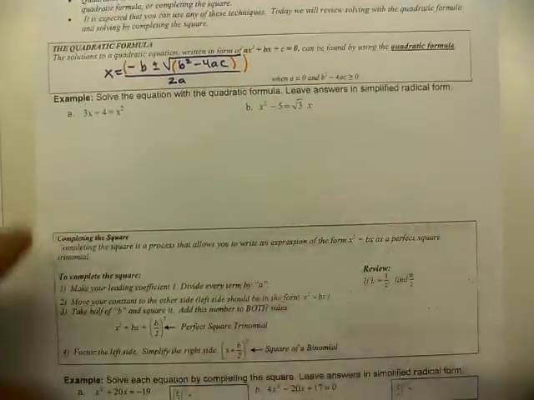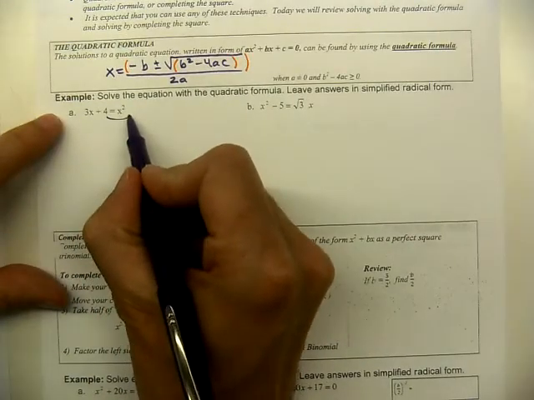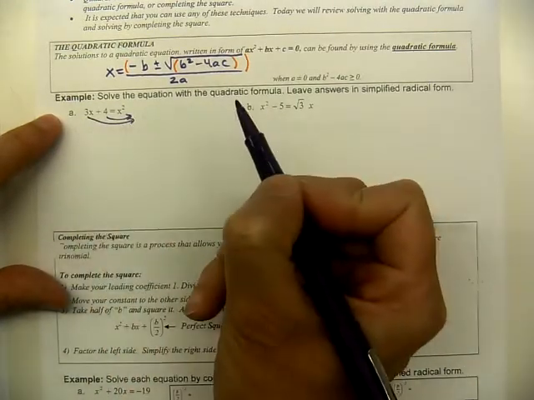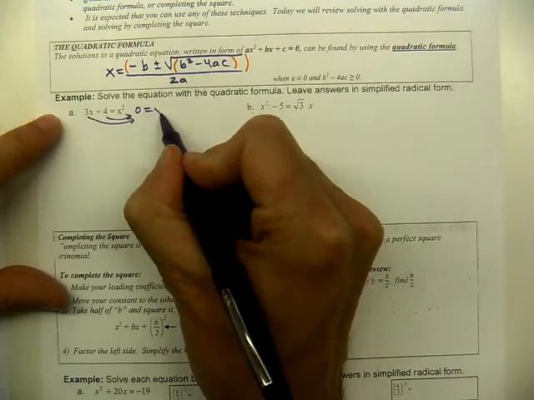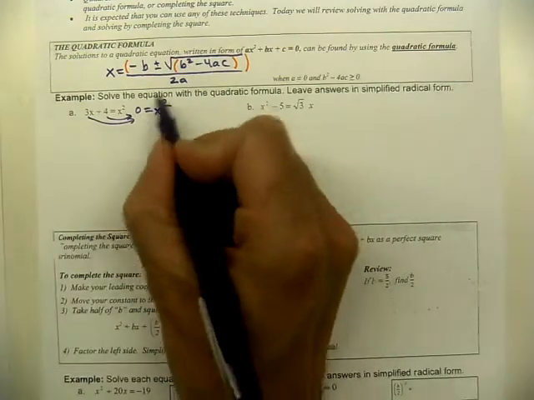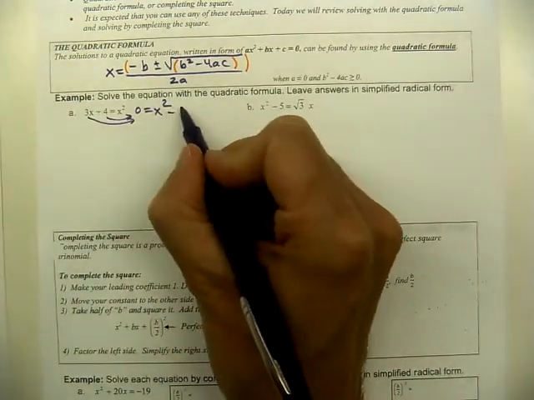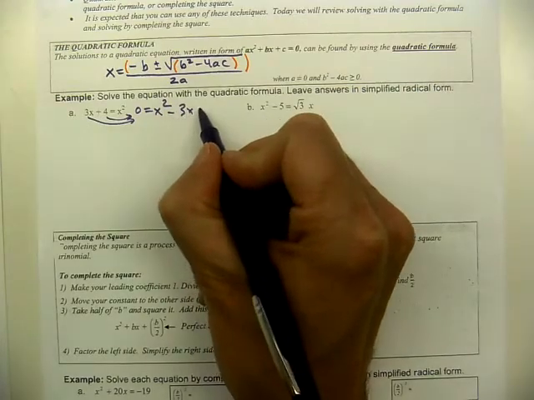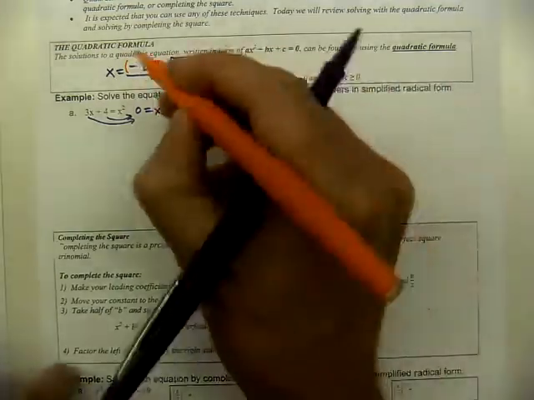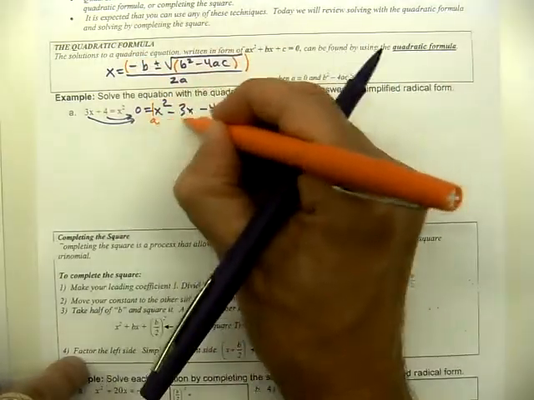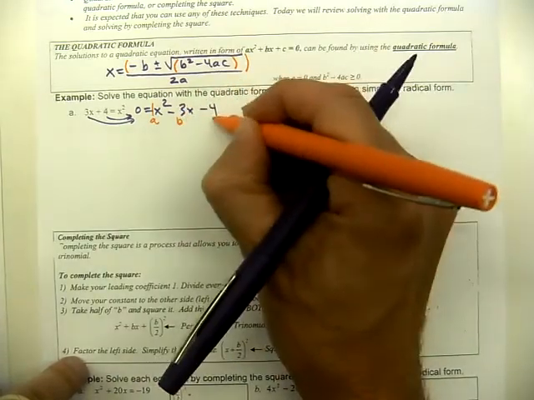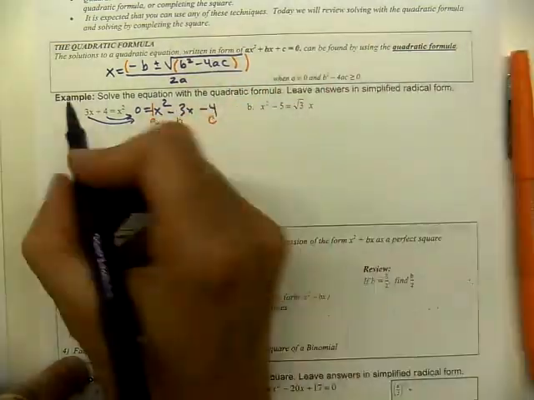Okay, so here we go. I want to make sure that all of my terms are on the same side. So I'm going to shuffle the terms to the right-hand side so I can keep my x squared positive. So x squared minus 3x minus 4 is what we have here. So my value of a is the 1, my value of b is the negative 3, and my value of c is the negative 4.